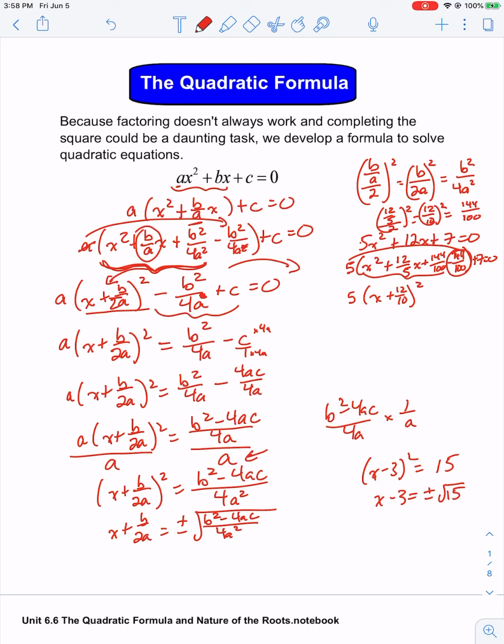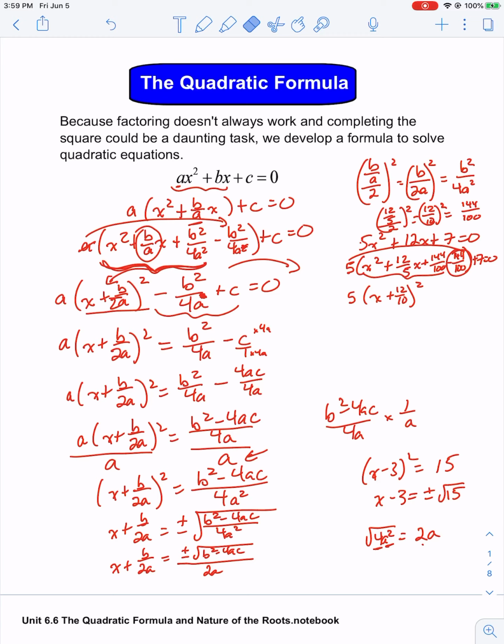Well, I don't know what the square root of b squared minus 4ac is, but I do know that the square root of 4a squared is going to be 2a, because the square root of 4 is 2 and the square root of a squared is a. So this becomes x plus b over 2a equals plus or minus the square root of b squared minus 4ac all over 2a.